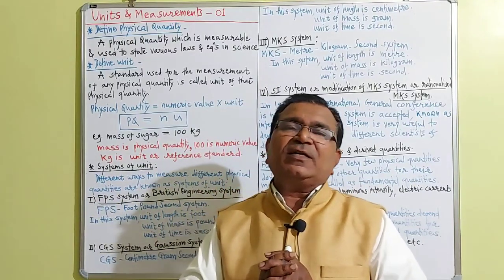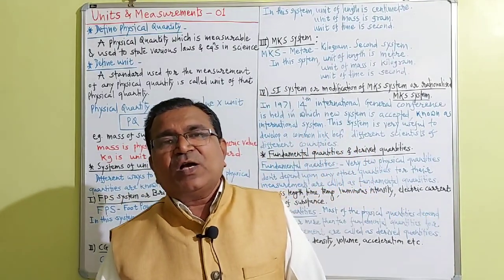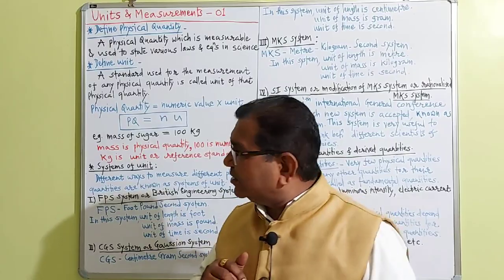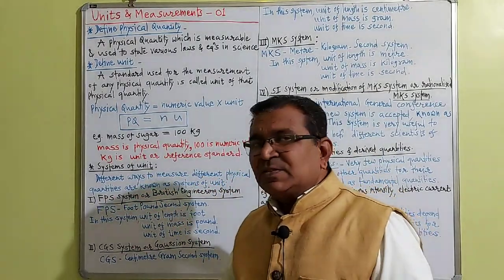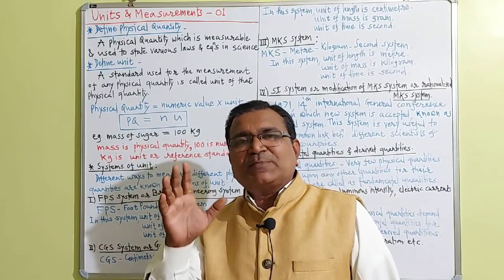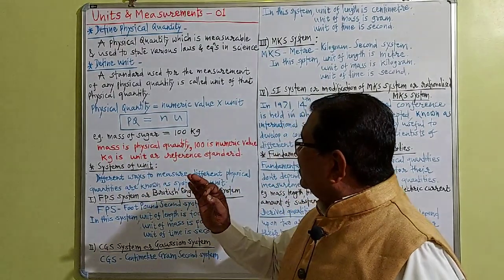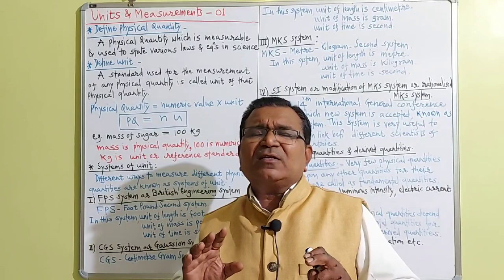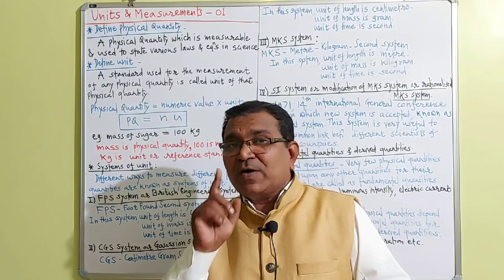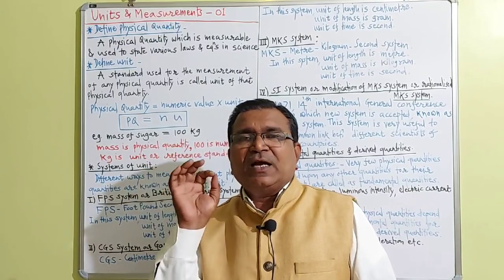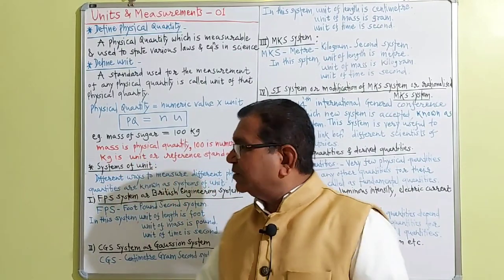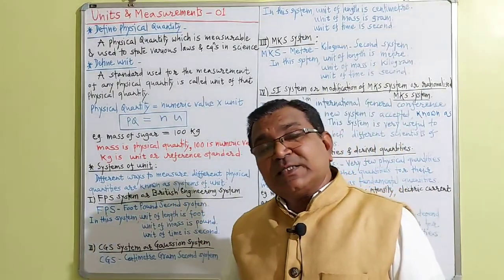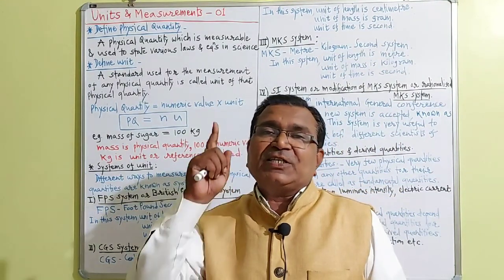After learning the definition of unit, we have to learn systems of unit. There are various systems of unit for the measurement of different physical quantities. Different ways to express and measure different physical quantities are called systems of unit. There are 4 systems of unit. Number 1, FPS system: foot, pound, second system, that I have written here. It is also called the British engineering system.